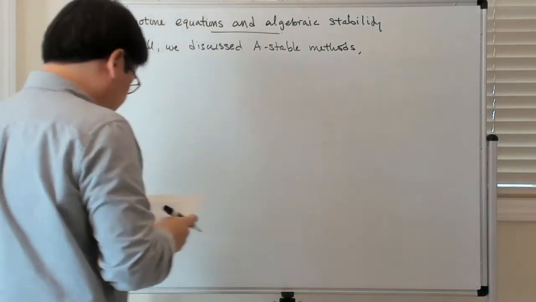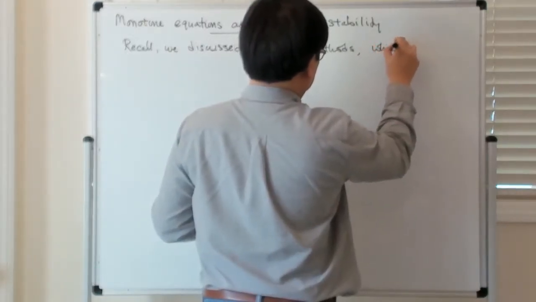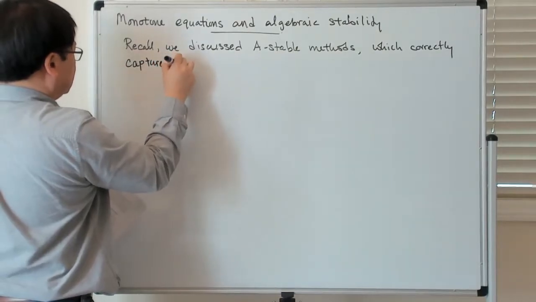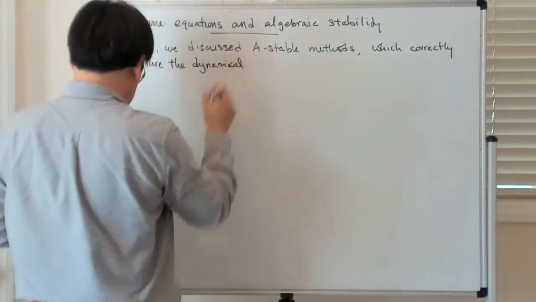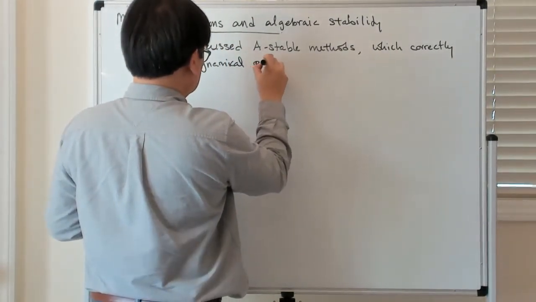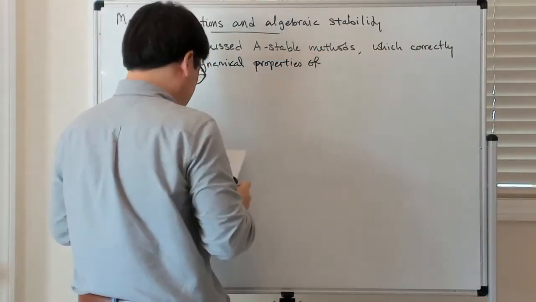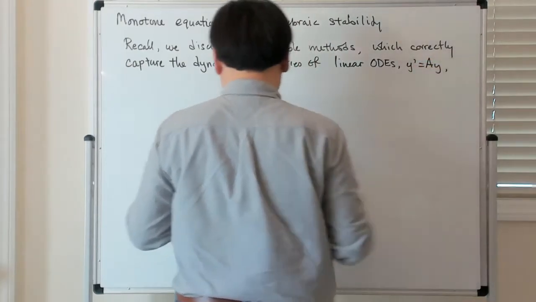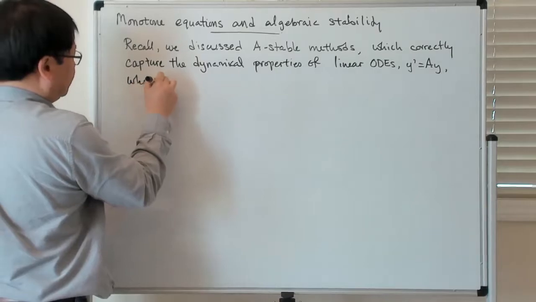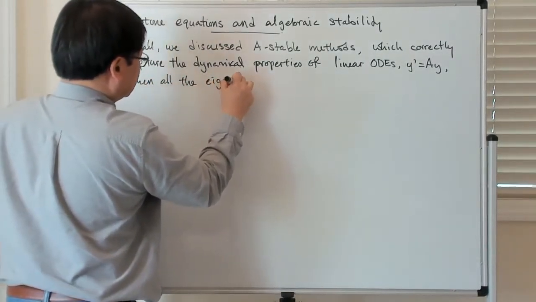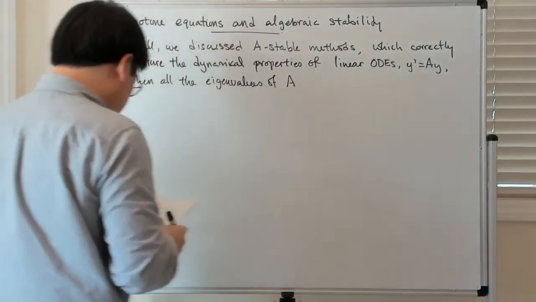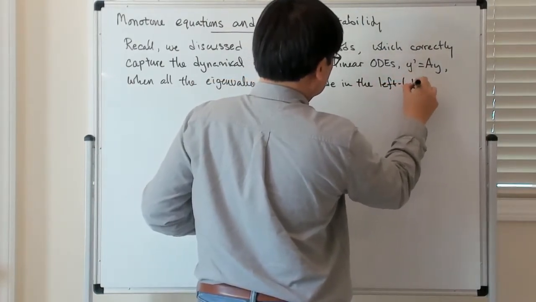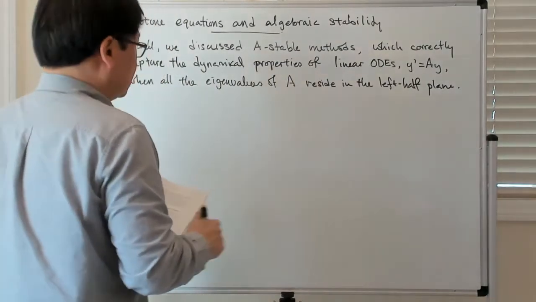And one way of thinking about A-stable methods is that they sort of correctly capture the dynamical properties of linear ODEs, y prime is A of y, right, when all the eigenvalues of A reside in the left half plane.